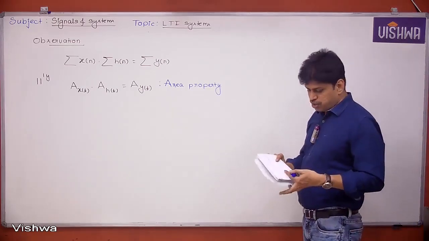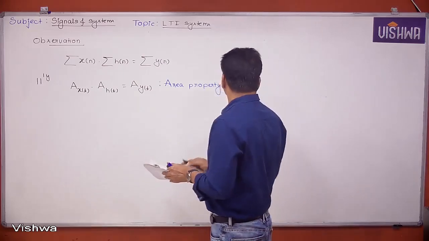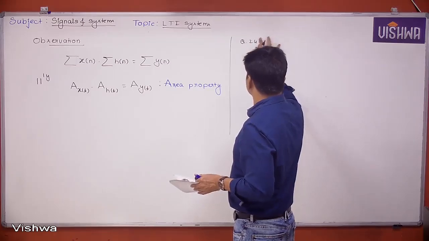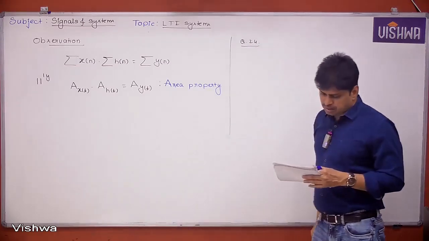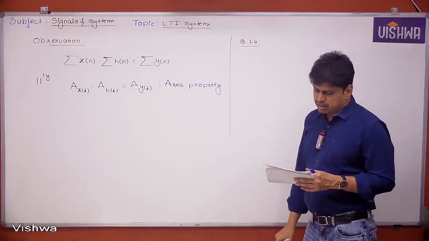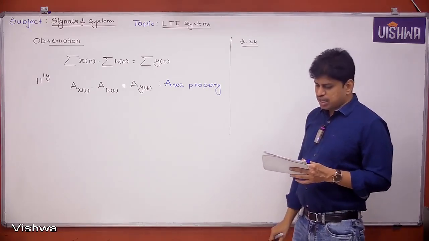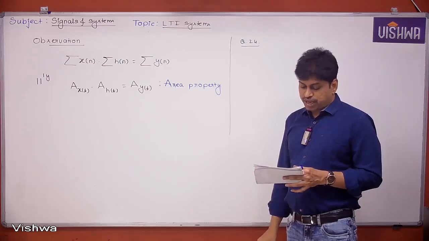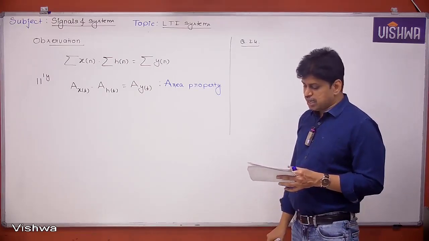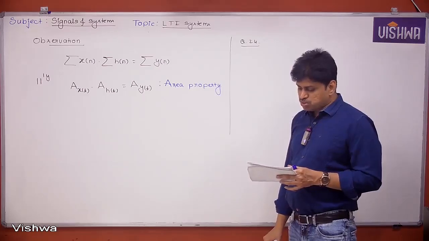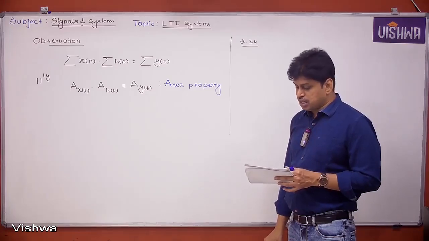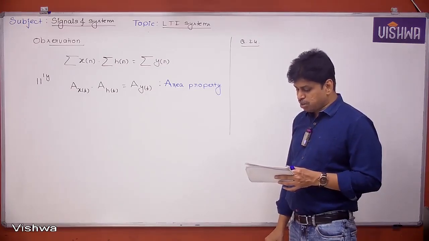Question number 24 in your workbook. What it is saying is that a discrete time signal is obtained by convolving x of n and h of n having lengths 3 and 5. The maximum possible value of each sample in x of n and h of n are 10, 20 respectively. Find the maximum possible value of the sum of all values of y of n.